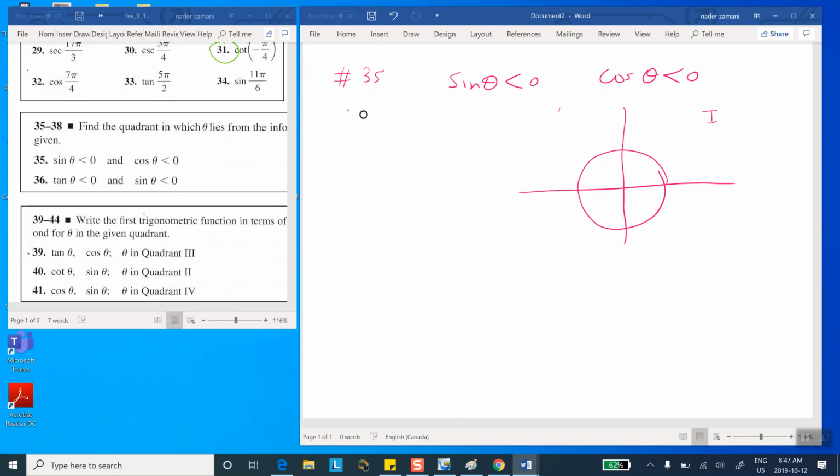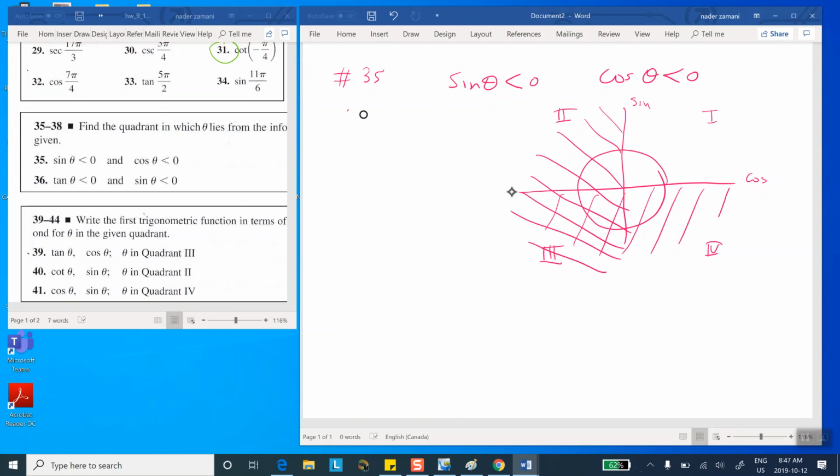Here's a circle if you want. This is quadrant 1, here's quadrant 2, there's quadrant 3, and this is quadrant 4. Now, because sine of theta is negative, just look at your xy axis. The vertical axis, remember, is sine, the horizontal one is cosine, and if sine is negative, you're down here. And the fact that cosine is negative means that you're in this piece. Where is it that they both are true? It is quadrant 3. So the answer would be quadrant 3.